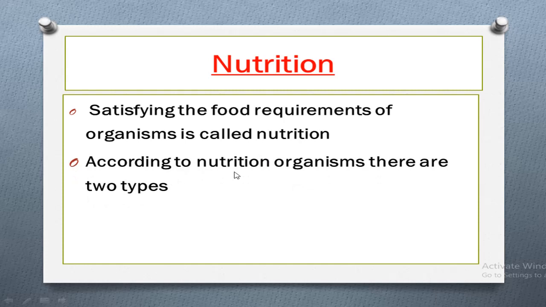Right, next one. According to nutrition, organisms are of two types. What are they? The first one is autotrophic organism, the second one is heterotrophic organism. Right, under nutrition firstly we have learned what is meant by nutrition: satisfying the food requirements of organisms. And then we have learned that according to nutrition there are two types of organisms: autotrophic and heterotrophic.